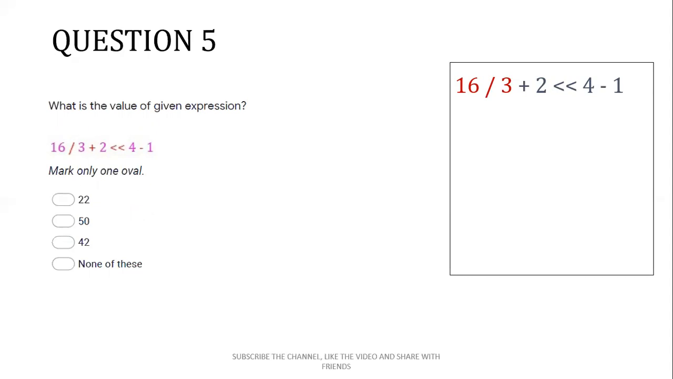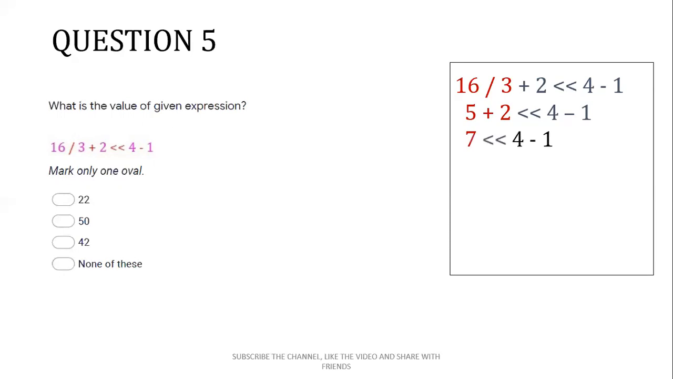So traverse the expression from left to right. So 16 divided by 3. The divide operation will be solved before plus. So both operands are ready, 16 and 3. It will give you 5. So when you get 5 plus 2, left shift 4 minus 1, then check whether plus will be solved before the left shift operator. Yes, it will be solved because plus has more precedence than the left shift operator. So 5 plus 2 is 7, so it can be replaced by 7.